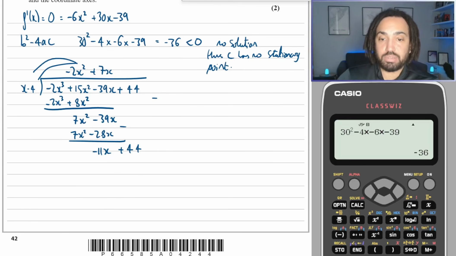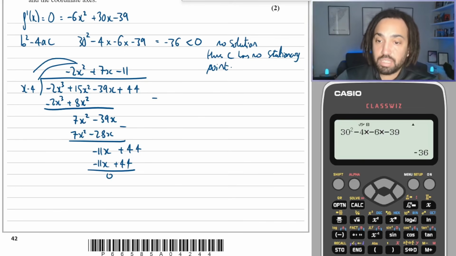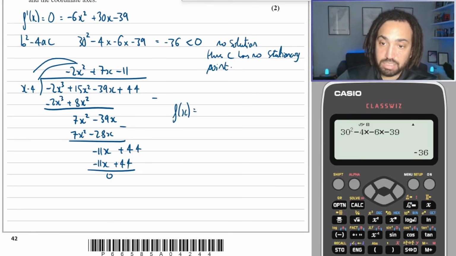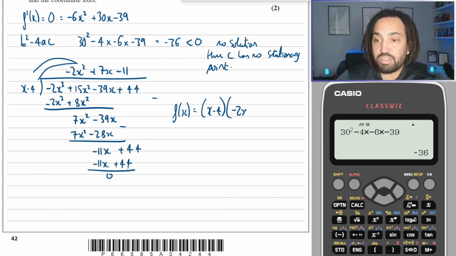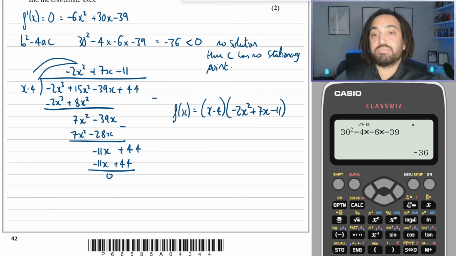And how many x's go into minus 11x? Well, it's minus 11. Multiply down. Does it work out nice and neatly, give us no remainder? Yes, it does. So I can say that f of x is equal to x minus 4 times by this quadratic here.